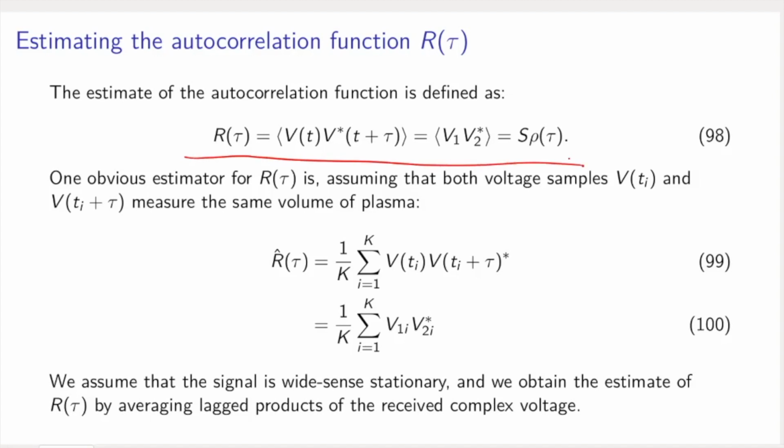We can directly use this formula to come up with an estimator for the autocorrelation function, which performs a sample average of lagged products of complex voltage, which is shown in equation 99. This estimator assumes that the scattered signal is a wide-sense stationary random process, in other words, that the plasma parameters do not change while we are performing this average. In this case, we have k independent measurements of these lagged products.